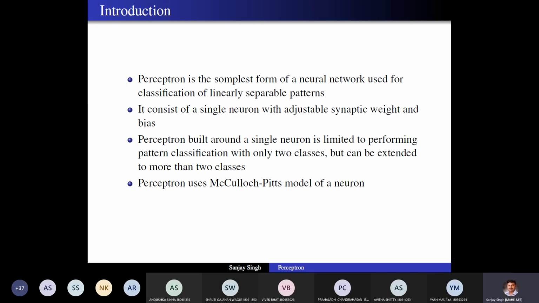Well, so when I say this, a perceptron uses McCulloch-Pitts' model of a neuron. We have already studied what the McCulloch-Pitts model is. It is nothing but a single neuron structure, where the activation function is a threshold function, or you can say a binary level function. If the activation potential is positive, then it outputs 1. If the activation potential is negative, then the output is 0. That's all. So a perceptron makes use of this kind of neuron or activation function.